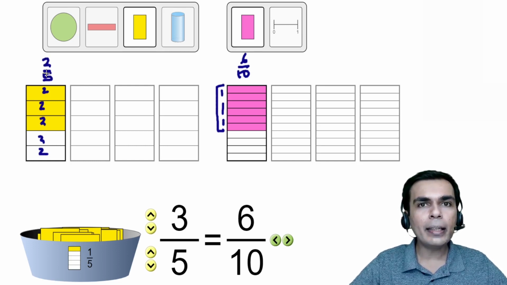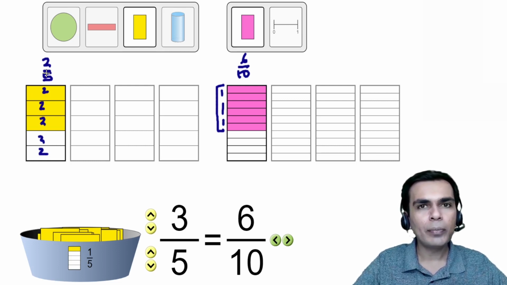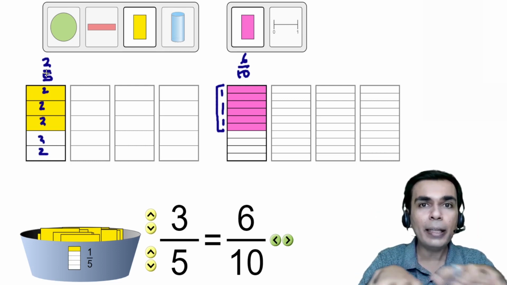So it's interesting that 3 apples cannot be the same as 4 apples. But 2 by 5 can be the same as 6 by 10 because this is a part of a whole. So you can cut it into as many pieces as you like and still come to the same size of the fraction. So please keep this in mind.